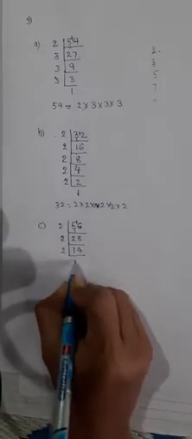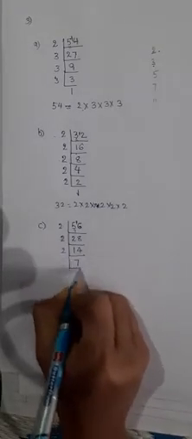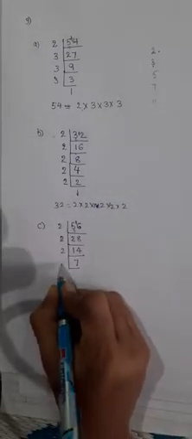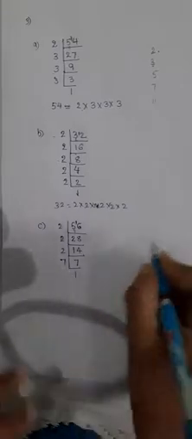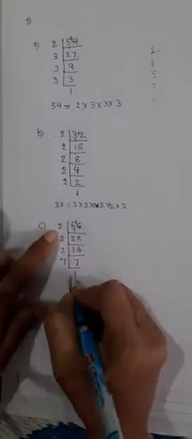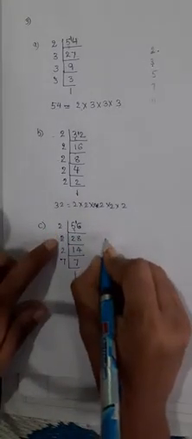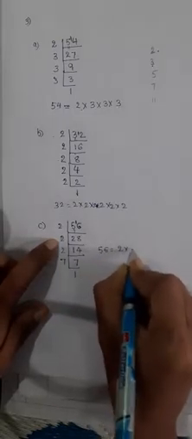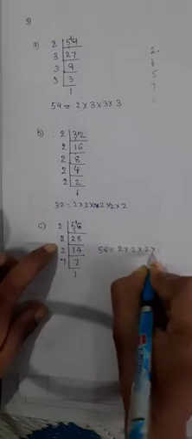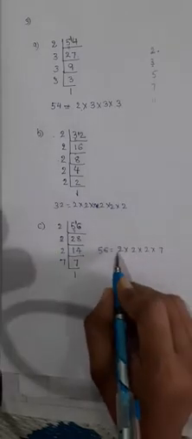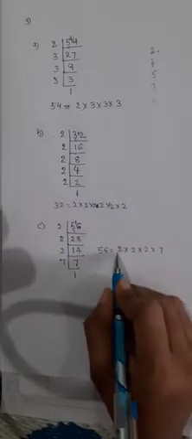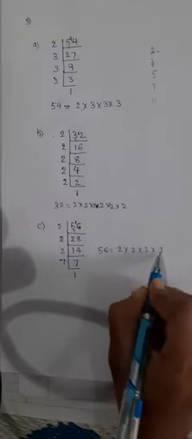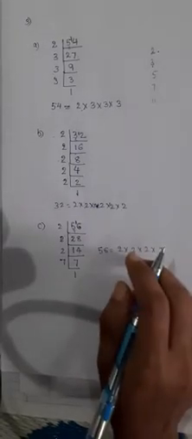Now 2 7s are... 7 is a prime number, so it is found in the 1 and 7 table itself. So 7 1s are 7. When I want to represent this number in the form of factorization, 56 is equal to 2 multiplied by 2 multiplied by 2 multiplied by 7. So when you see, 2 2s are 4, 4 2s are 8, 8 7s are 56.